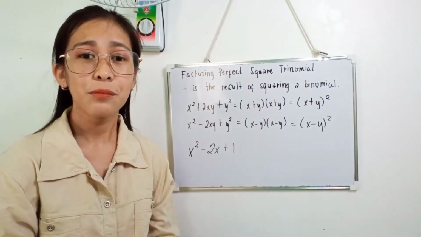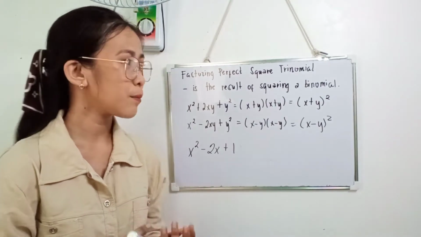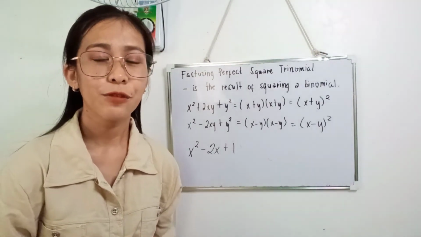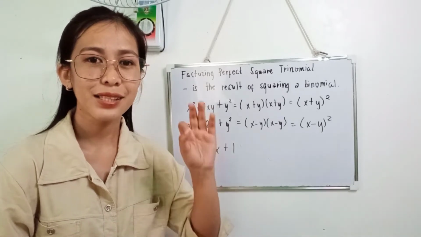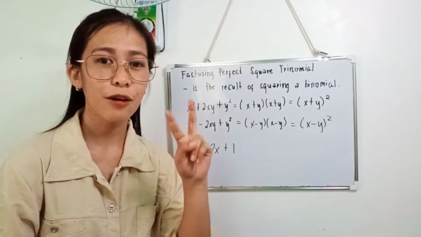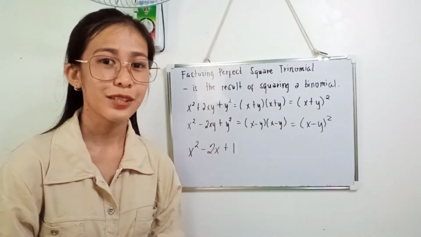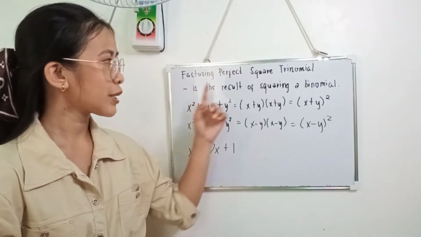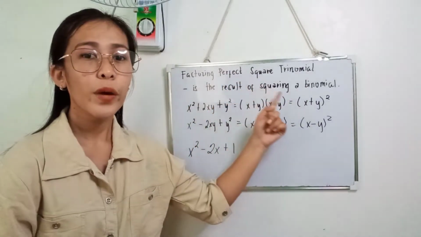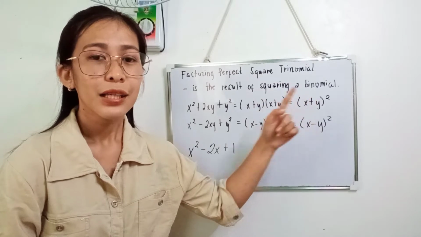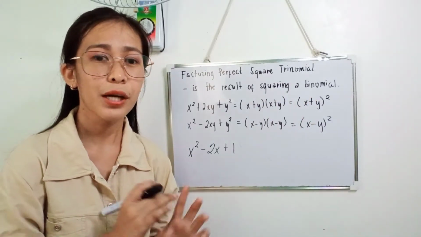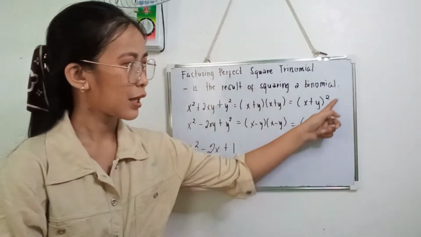Syempre, dapat alam muna natin, ano ba ang ibig sabihin ng perfect square trinomial. So, when we say trinomial, it is 3 terms. Tama? 3 terms ang meron sa trinomial. And, when we say perfect square trinomial, it is the result of squaring a binomial. Ito daw yung pinakasagot sa pag-i-square natin ng isang binomial. And take a look at this. Ayan.